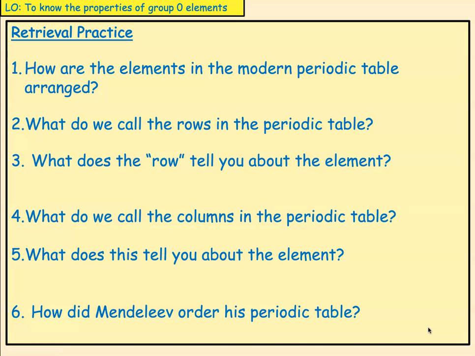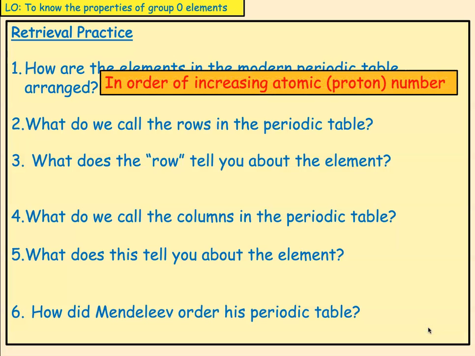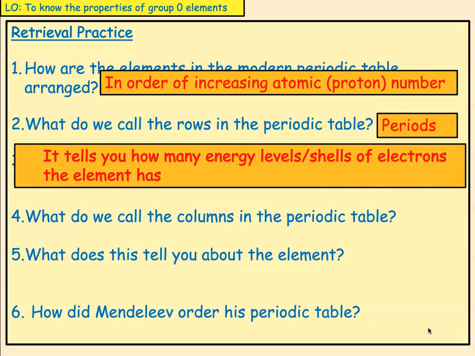Okay, welcome back. Right, how are the elements in the periodic table arranged? They're arranged in increasing atomic or proton number. What do we call the rows in the periodic table? They're called periods. What does the row tell you about the element? It tells you the number of energy levels or shells of electrons the element has.